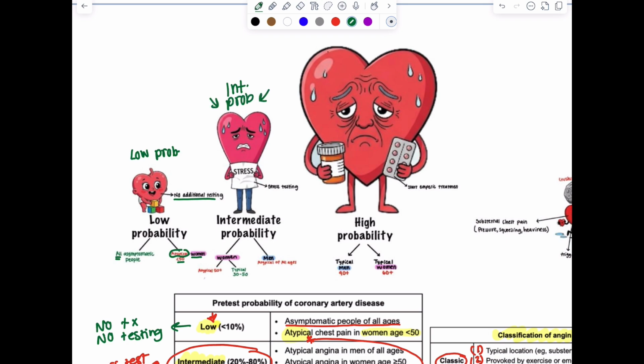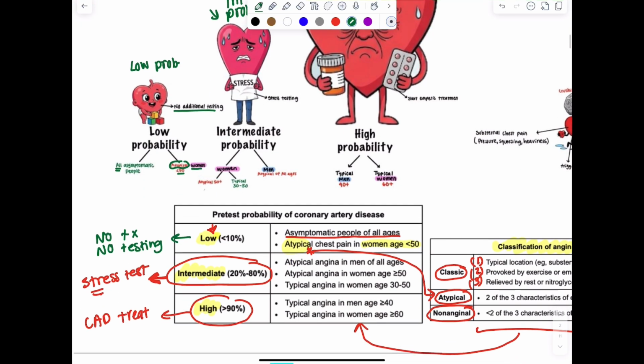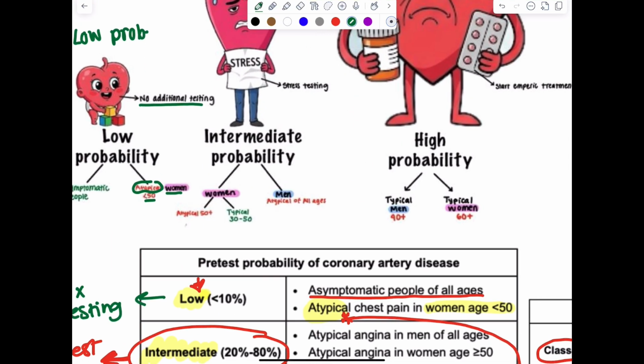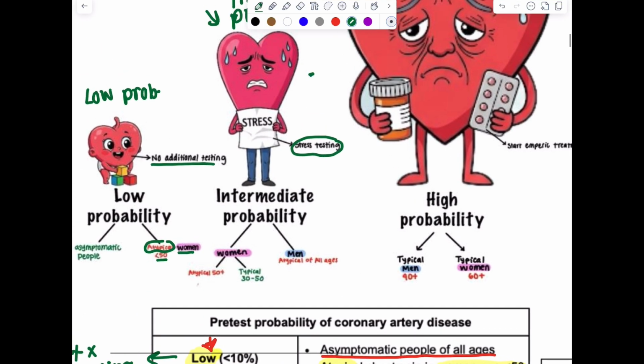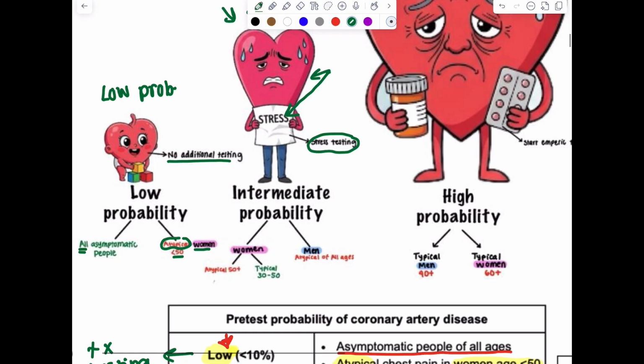Okay, most of the questions are going to be here. And these are people with intermediate probability. Because you are not really sure if they have coronary disease or not, these people are going to get stress testing. And this middle one, you can tell he's very stressed about his test, like we are. So they're going to get stress testing.